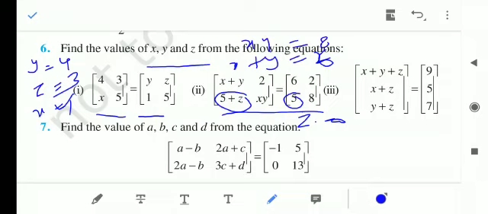Here you have x plus y plus z. By simply applying the elimination method or substitution method we can solve it. So in equality of matrices, corresponding elements are equal. This should be taken care of.